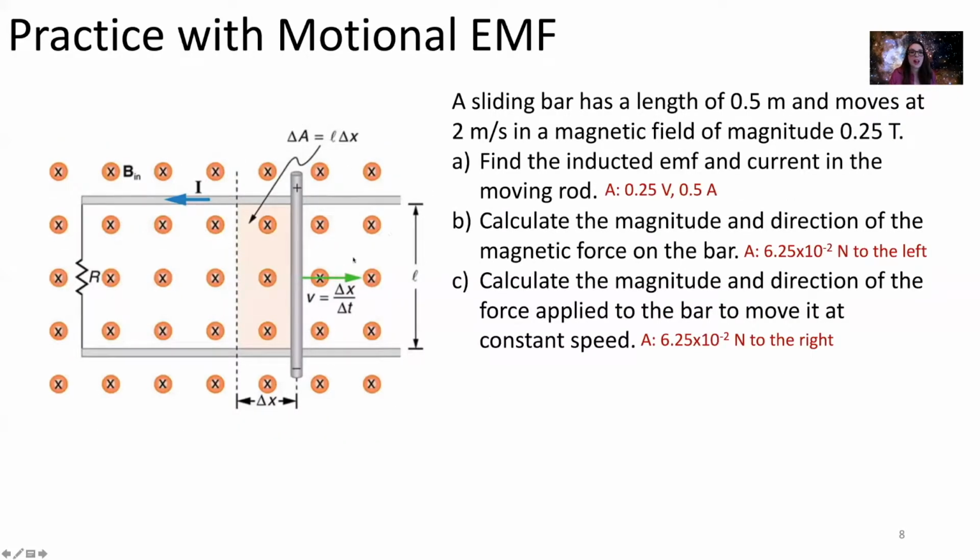So we have a sliding bar, this bar here, with a length of 0.5 meters, and it moves at 2 meters per second in a magnetic field. Here, this magnetic field is into the board of a magnitude of 0.25 Tesla. We're going to find the, let's just say, induced EMF and current in the moving rod, calculate the magnitude and direction of the magnetic force on this bar, and then calculate the magnitude and direction of the force we have to apply to move that bar at constant speed of 2 meters per second.